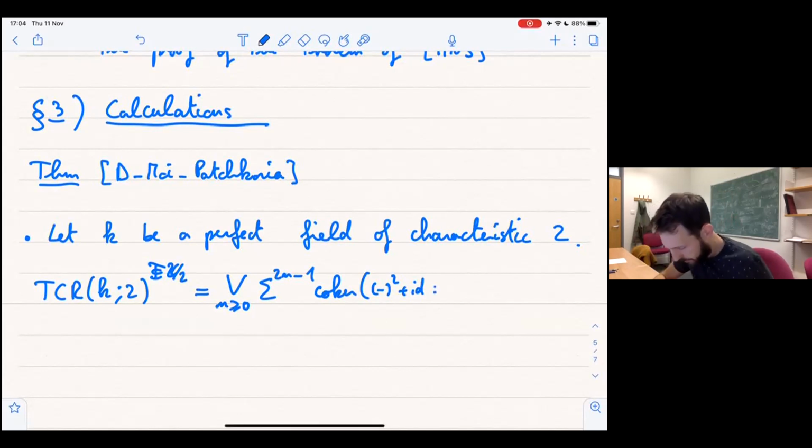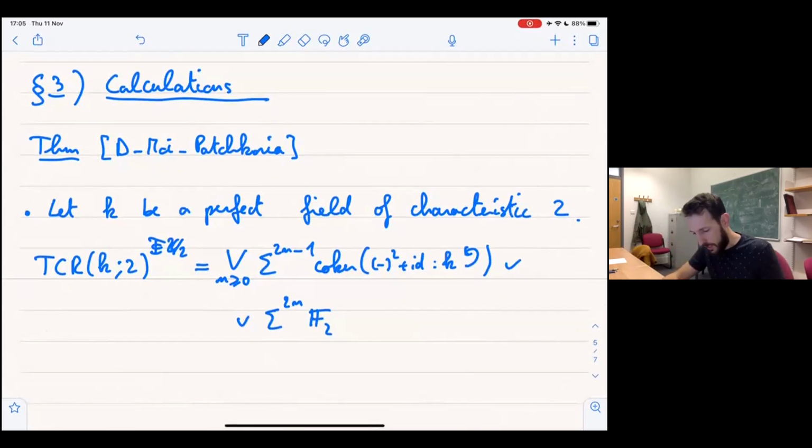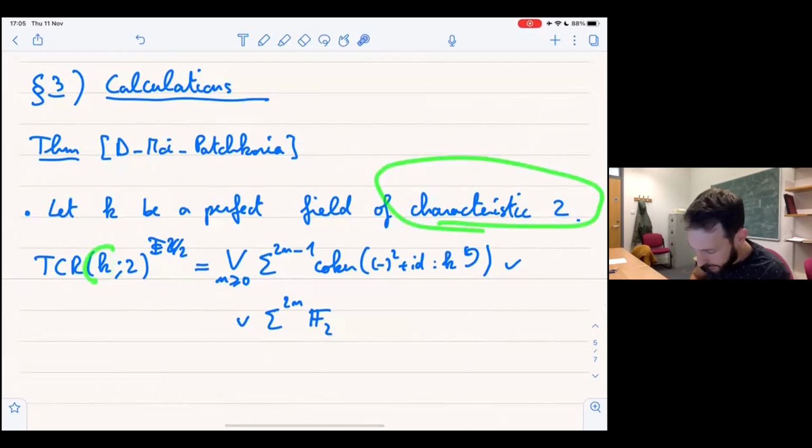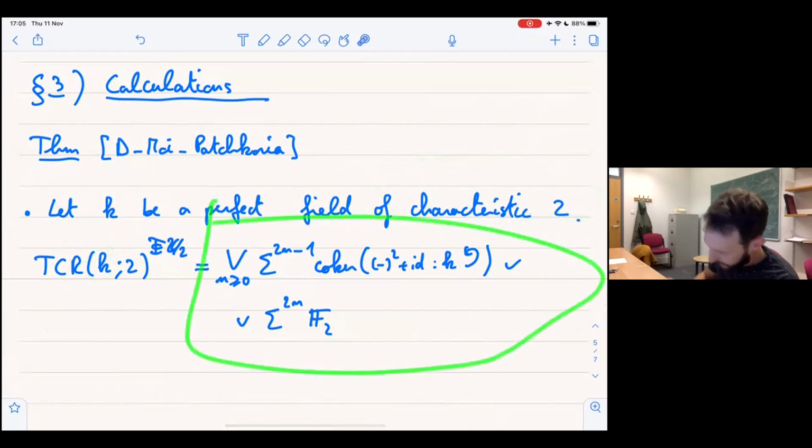As maps on K. And then in even degrees, it has a copy of F2. And we have been after this thing for a long time and we couldn't figure it out. So if the characteristic is odd, then these geometric fixed points vanish and this is 0. There's nothing interesting. So really characteristic 2 is the interesting case.